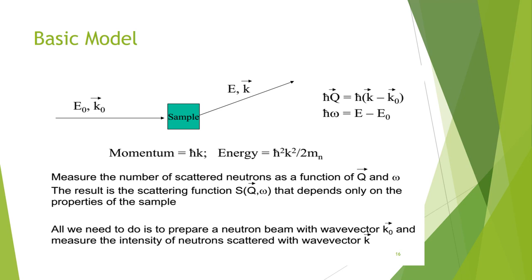Measure the number of scattered neutrons as a function of q and omega. The result is the scattering function, which is S of q and omega, that depends only on the property of the sample. All we need to do is to prepare a neutron beam with wave vector k0 and measure the intensity of the neutrons scattered with the wave vector k.